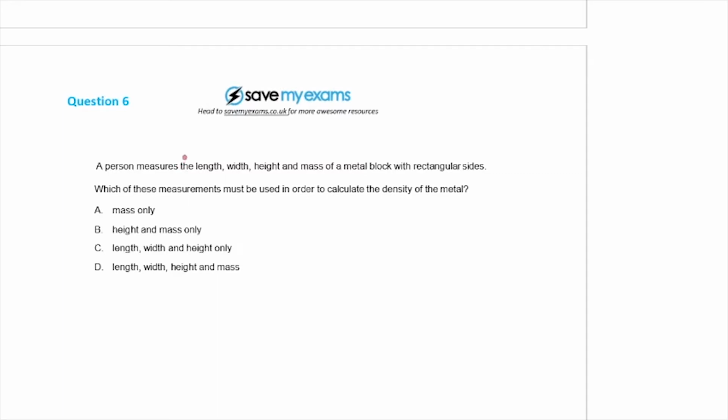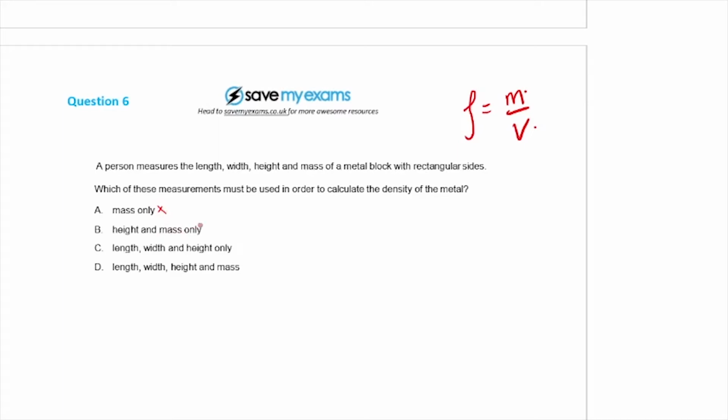Which of these measurements must be used in order to calculate the density of the metal? Again, we know that density is mass over volume. So we need the mass, but also we need the volume. Mass only won't help us to find the density, so this is out.